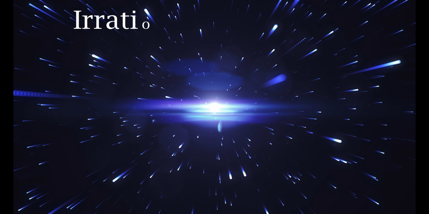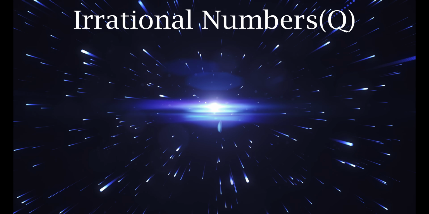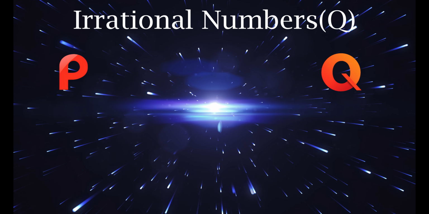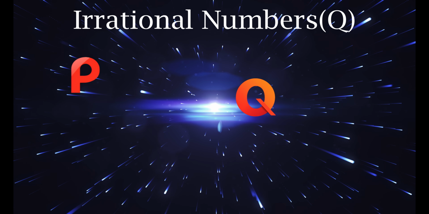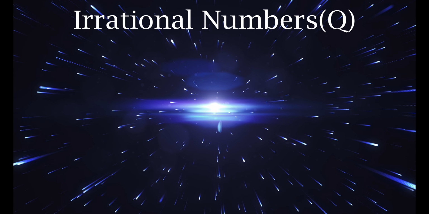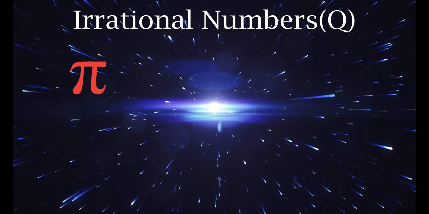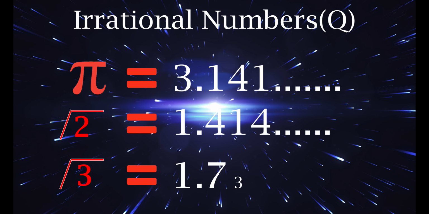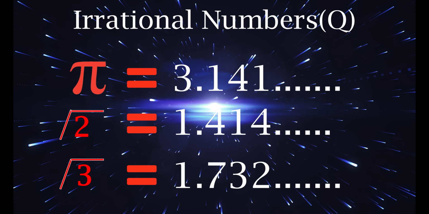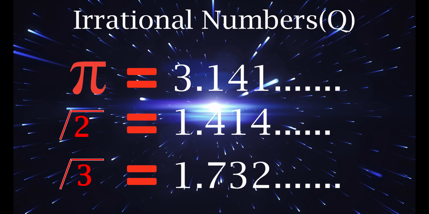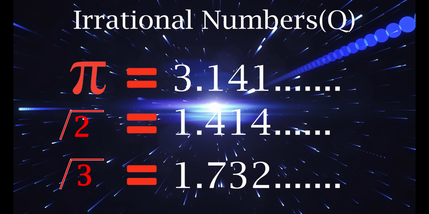Now, for those of you who don't know, irrational numbers are numbers that cannot be represented as the ratio of two other numbers. That is, if P and Q are two numbers, then their ratio is not an irrational number. In other words, irrational numbers are unending numbers like pi, the square root of 2, the square root of 3. Numbers like these are known as irrational numbers, and they make up the set of all irrational numbers. Now that you know what irrational numbers are, let's get back to the show.